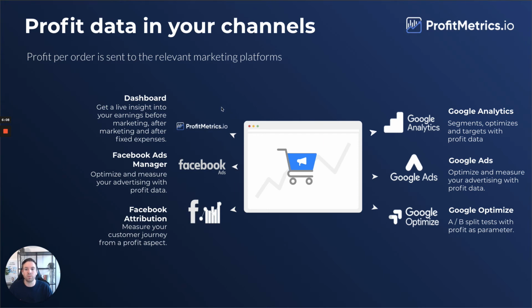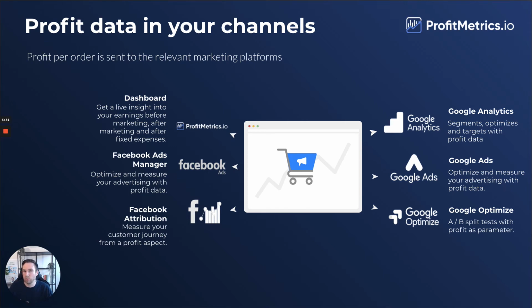As gross profit, we send it into different platforms. We have it inside Profit Metrics, of course. We send it into Facebook. We send it into Google Analytics, Google Ads, Google Optimize, all the different platforms, server side. It's really important it's sent server side, so none of your competitors or your customers can see the profit. So you need to have it sent in server side.